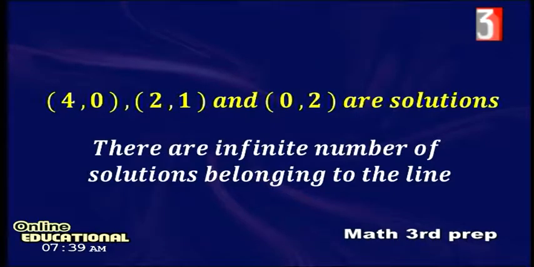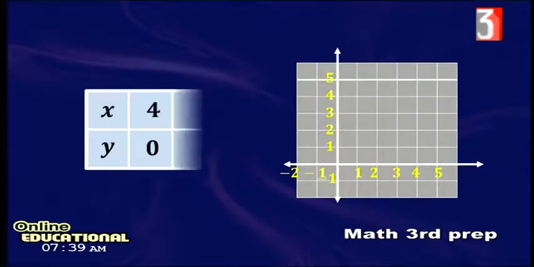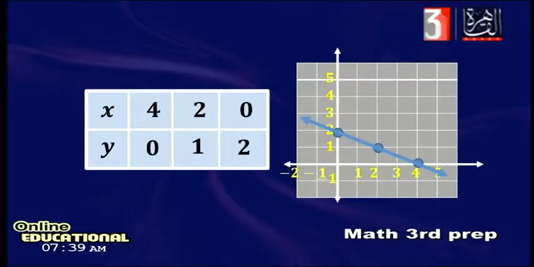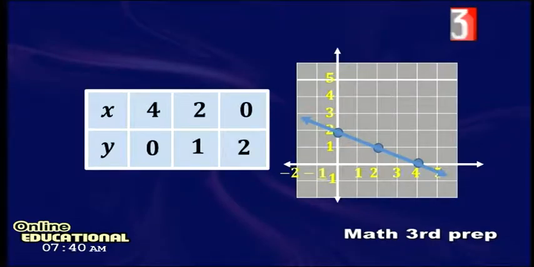There are infinite number of solutions belonging to the straight line. Then try to plot the graph. It is (4, 0), (2, 1), (0, 2). Try to join them all together. You are going to obtain a straight line. As you have studied in the previous term, when it is a linear function, it is represented graphically by a straight line. Then let us have another example.